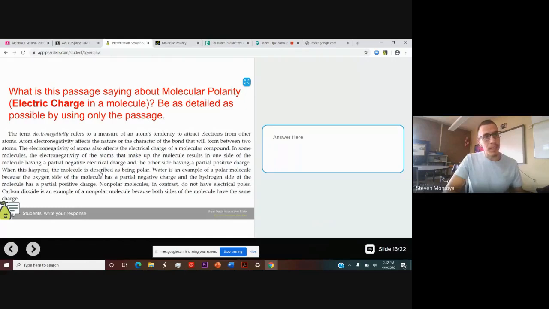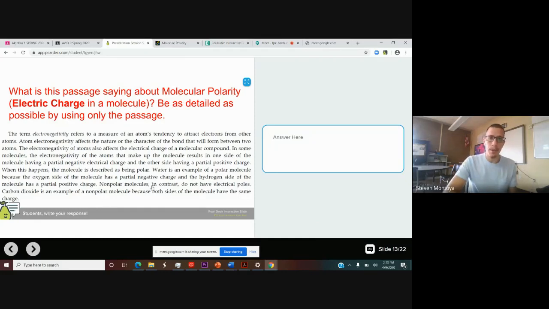So I'm on slide 13 in your peer deck. I want you to do this slide before you start your simulation, okay? It says, what is this passage saying about molecular polarity? And I have the definition of it, electric charge in a molecule, okay?